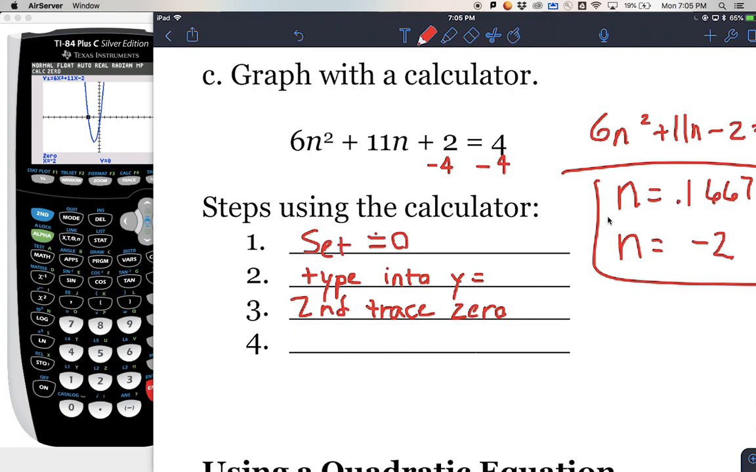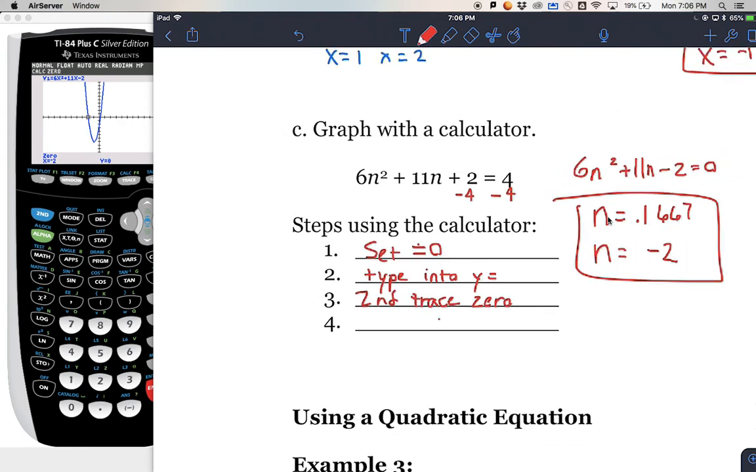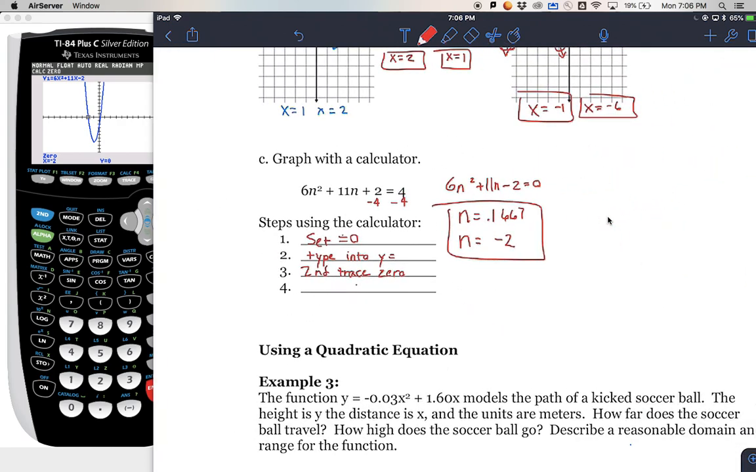I guess you could say graph between them, but yeah, that's it right there. Really, those are the big things. Set equal to 0, type it into y equals. If you want to fill in this last blank here, you can just say graph and then second trace 0. But anyways, that is it there.